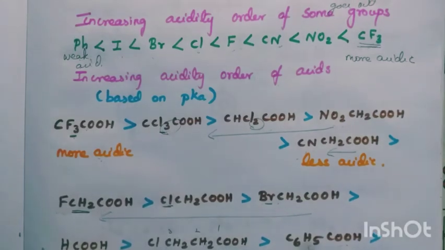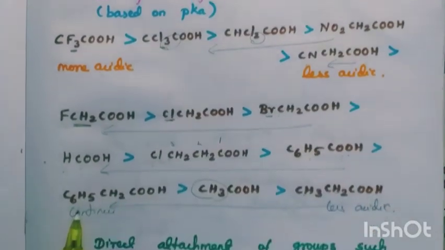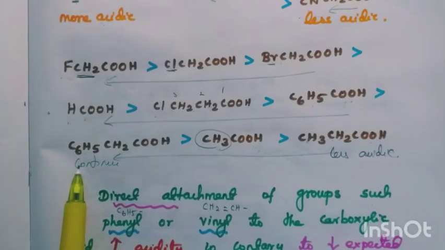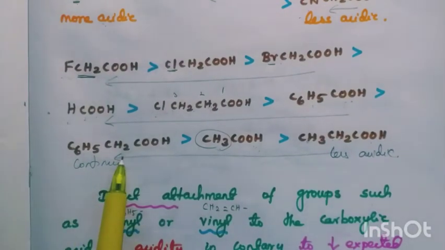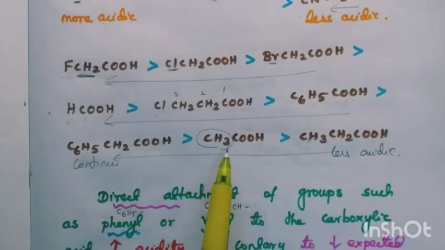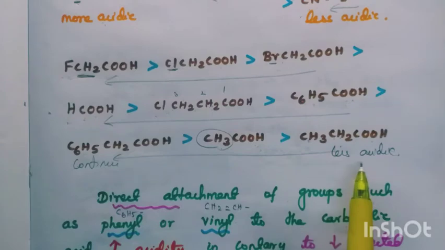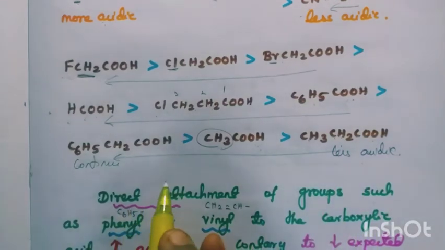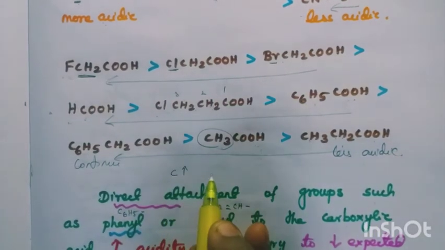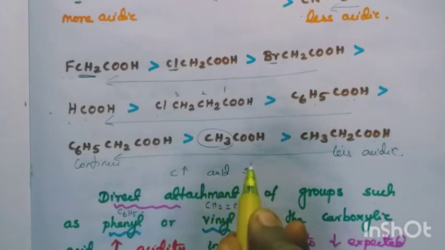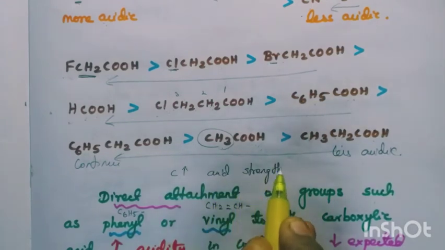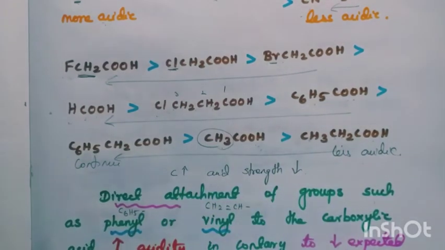Now, phenyl. Phenyl means it is electron rich. Now, another one, ethyl. Here, 2 alkyl groups are there. So, less acidic. As the carbon atoms increase, the acid strength decreases. Carbon atoms increase means acid strength decreases.